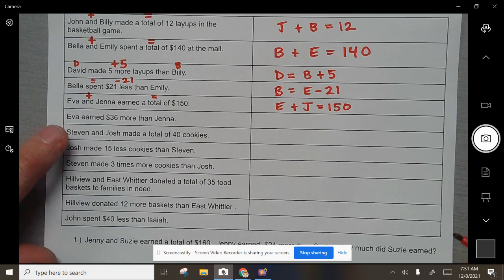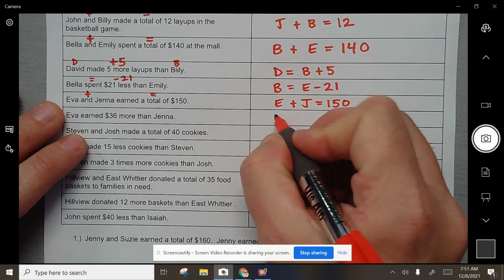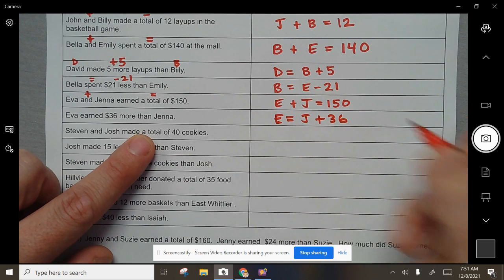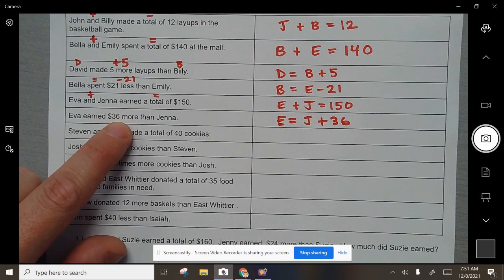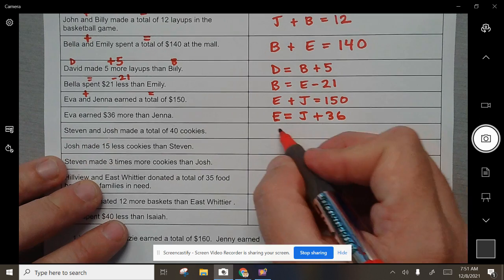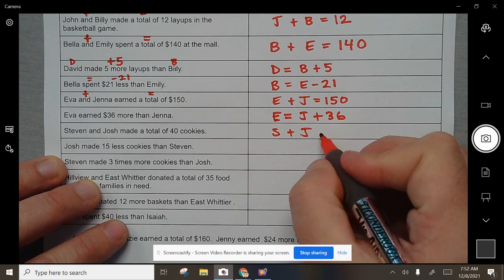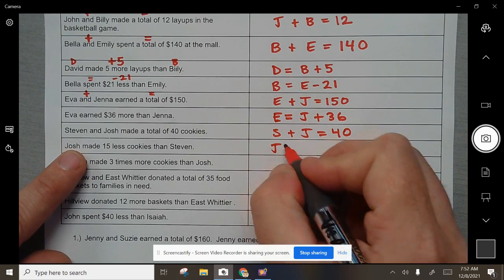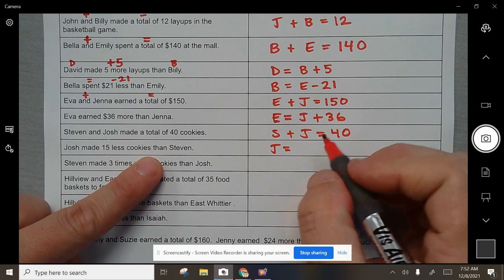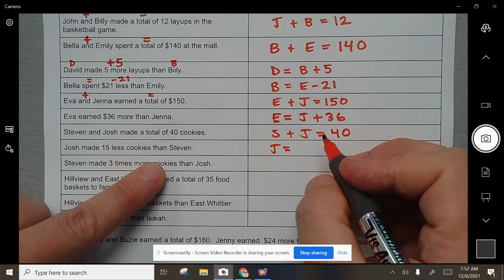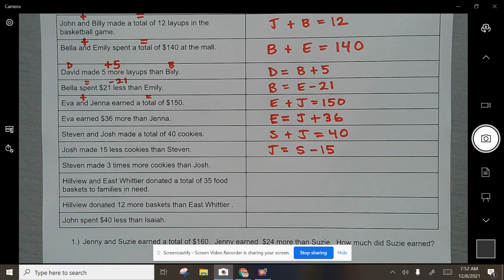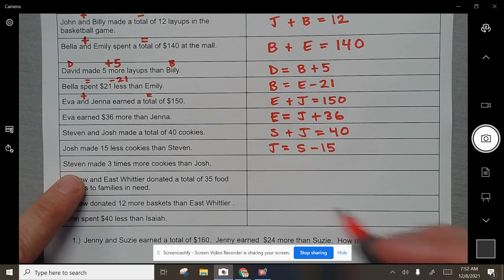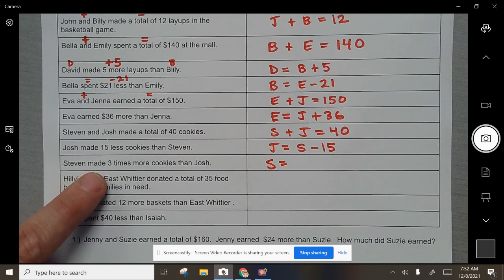All right, cool. So let's go. Eva earned 36 more. Eva equals 36 more than Jenna. Jenna plus 36. All right, makes sense. Stephen and Josh made a total of 40 cookies. Josh equals 15 less cookies than Stephen. All right, Stephen minus 15. Stephen made 3 times more cookies than Josh. Stephen equals 3 times more than Josh.